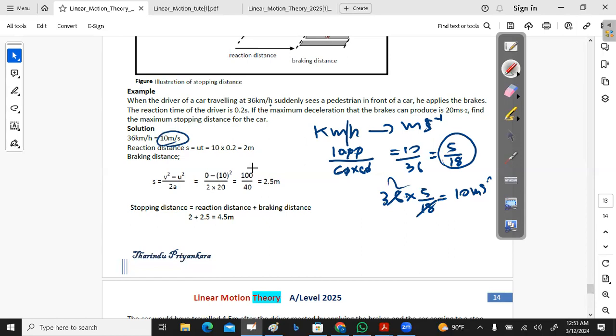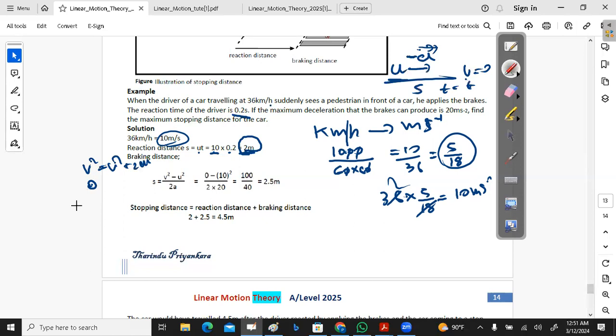Now the reaction distance is s equals ut. u is 10 and the reaction time is 0.2 seconds. You only travel 2 meters while thinking, and you have to find the reaction distance. The braking distance, as I told you, is where it comes in with u and undergoes some negative acceleration in that direction, and finally comes to rest at 0, taking some time t. Now your answer is going to be like this, and the displacement is this. v squared equals u squared plus 2as is the equation. The final velocity is 0 here.